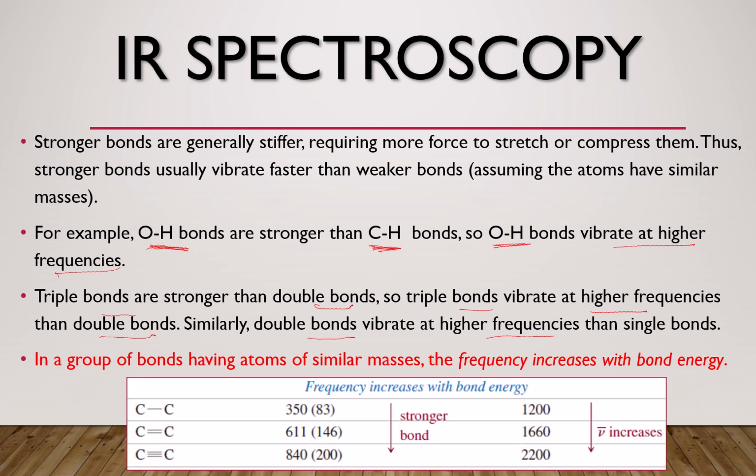Here, if we have a bond between two carbon atoms, that means their masses are the same. But we have carbon-carbon single bond, double bond and triple bond. And as we know, triple bonds are stronger than double bonds, and double bonds are stronger than single bonds. So stronger bonds will vibrate at a higher frequency. The frequency of vibration for the carbon-carbon triple bond is 2200 cm⁻¹, compared with the carbon-carbon single bond, whose frequency of vibration is 1200 cm⁻¹.